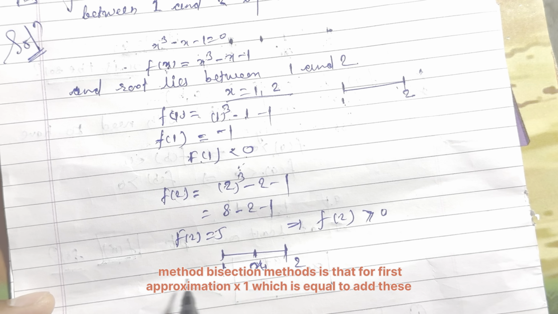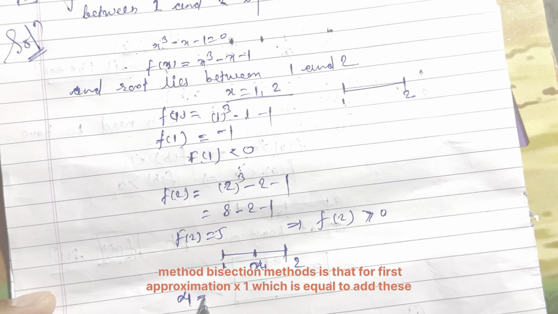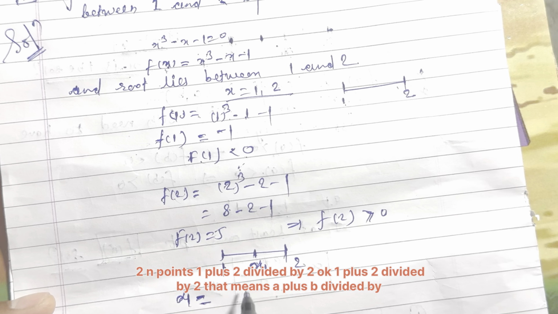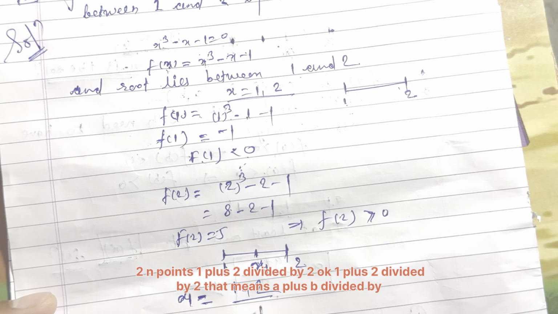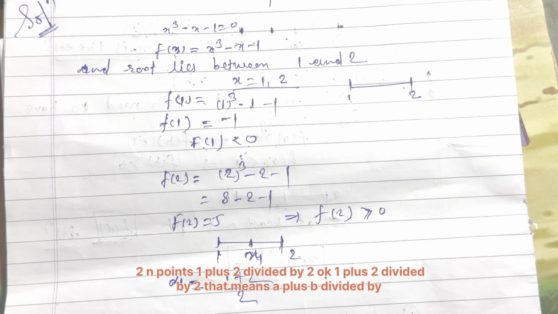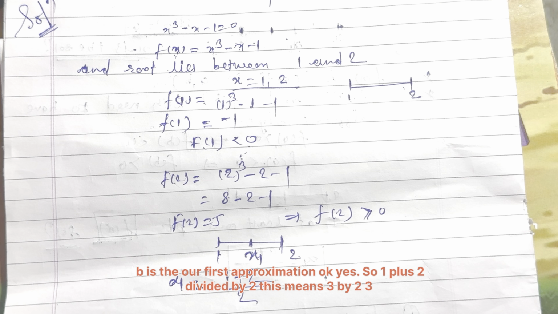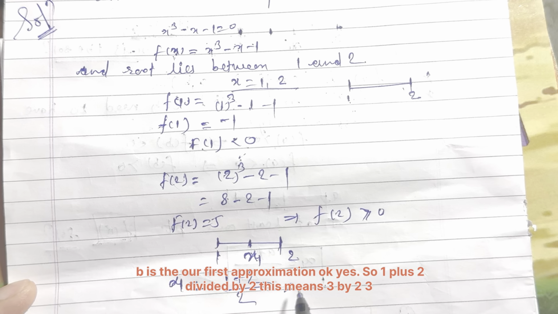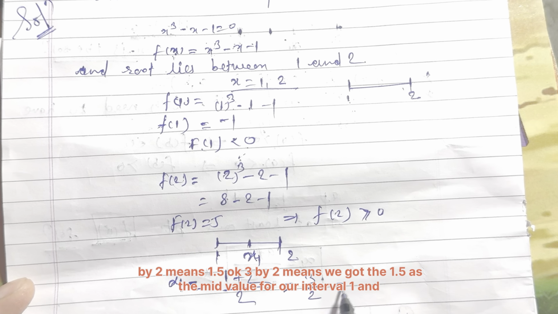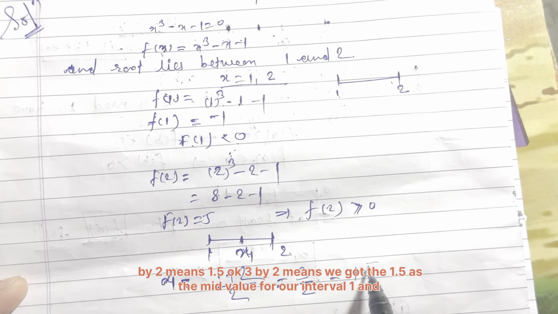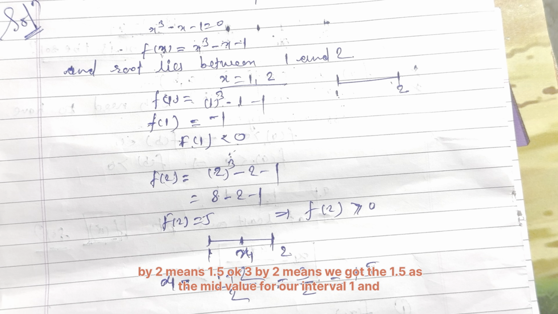The bisection method says that for the first approximation, x1 equals the sum of the two endpoints divided by 2, that is 1 plus 2 divided by 2. That means a plus b divided by 2 is our first approximation. So 1 plus 2 divided by 2 is 3 by 2, which means 1.5. We got 1.5 as the mid value of our interval 1 and 2.